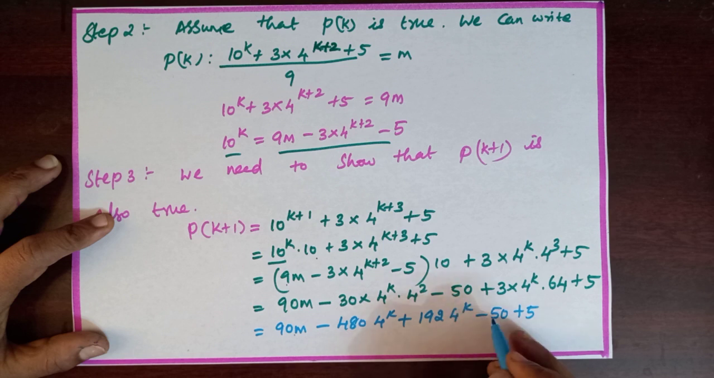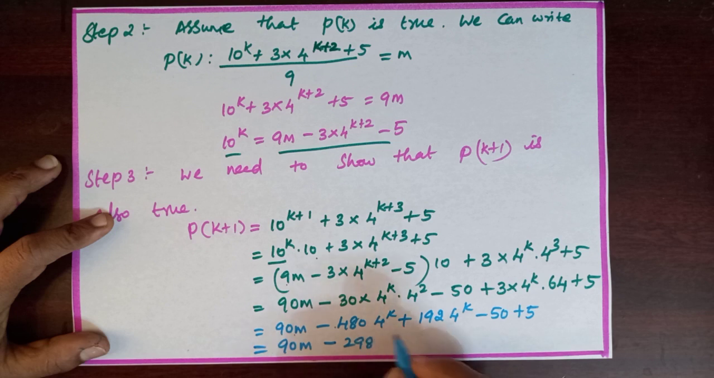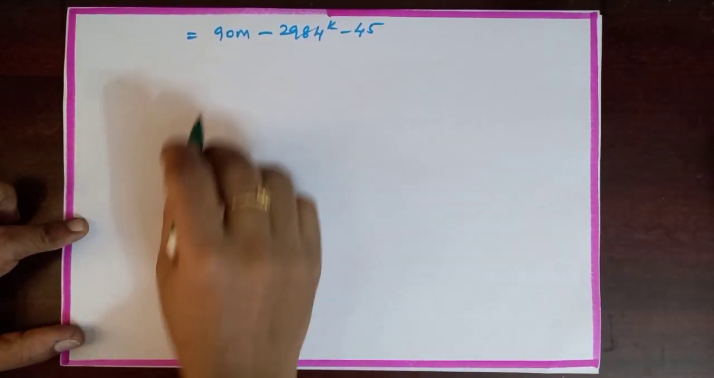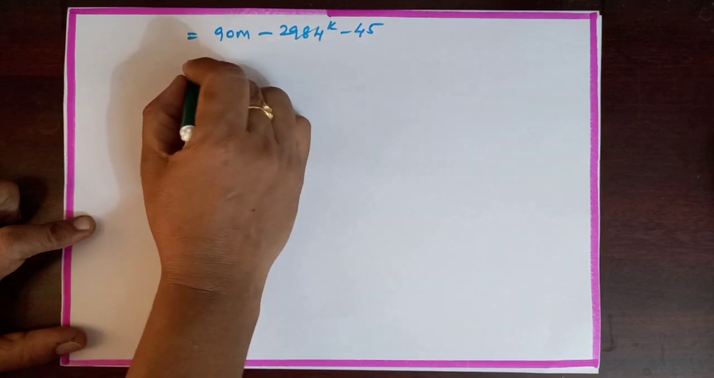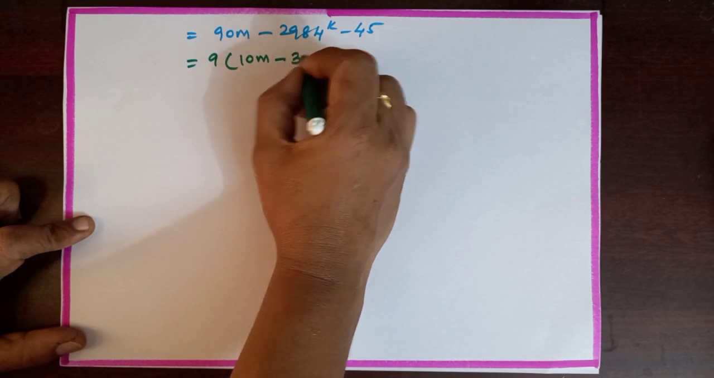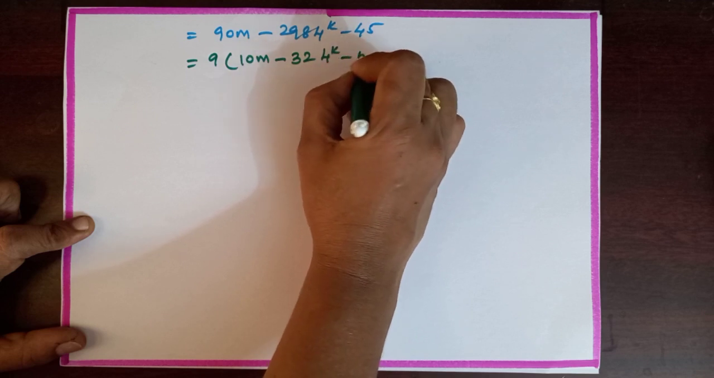4 power k minus 50 plus 5, which can be written as 90m, minus 288 4 power k. 480 minus 480 plus 192 is minus 288 4 power k. Minus 50 plus 5 is minus 45, which is equal to 90m minus 288 4 power k minus 45. Take 9 commonly out. Then we get 10m minus 32 4 power k minus 5.